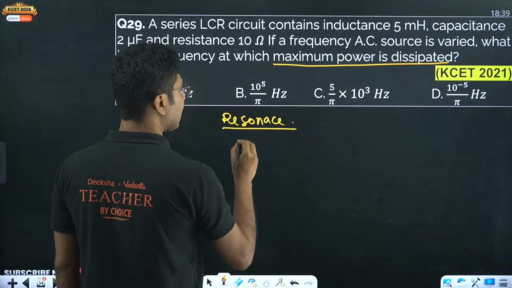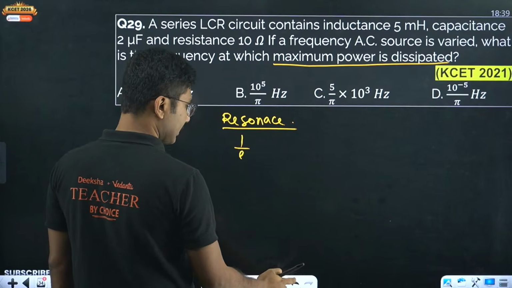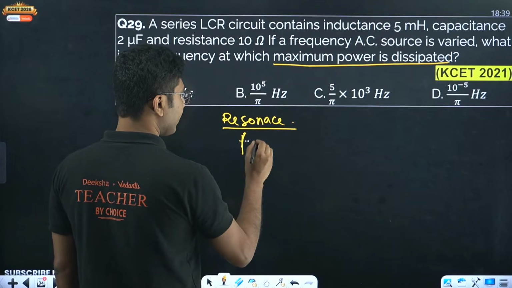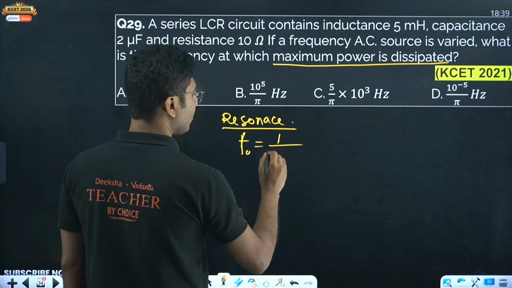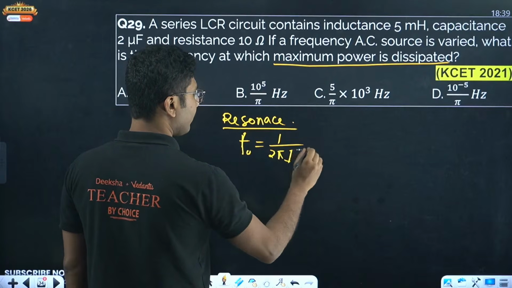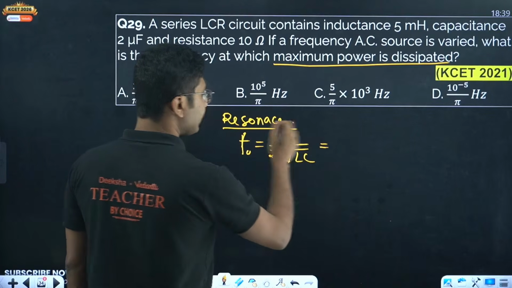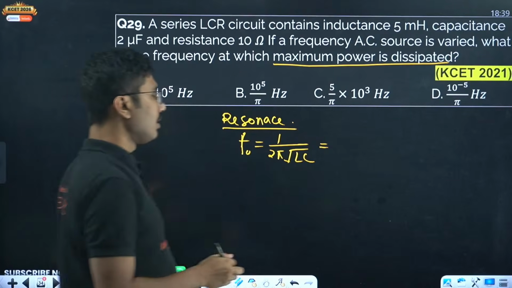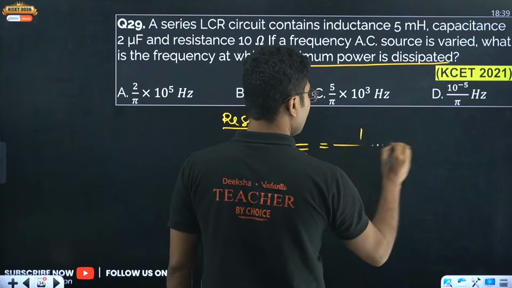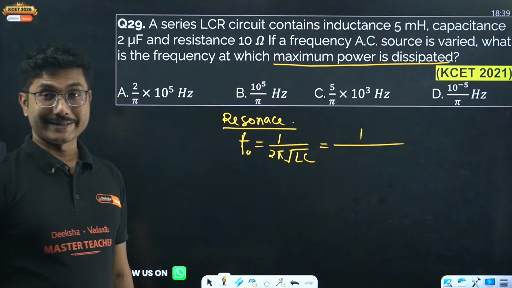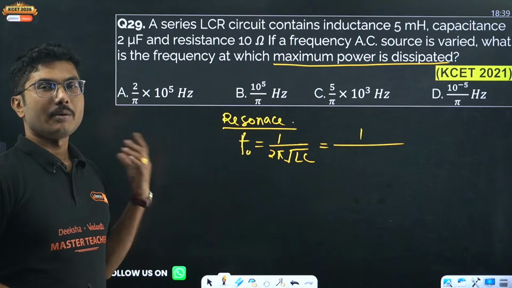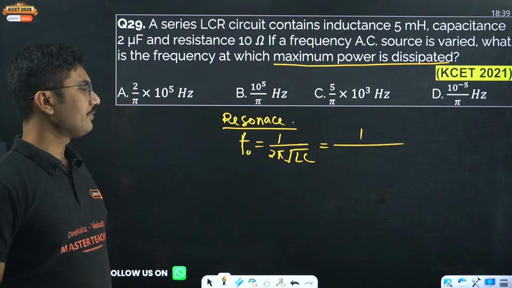Okay, so they will ask you the resonance frequency. So what is resonance frequency? Resonance frequency is 1 by 2 pi square root of LC. Okay, so this is also a very common question in KCET. They just change the language, but it always refers to resonance frequency.